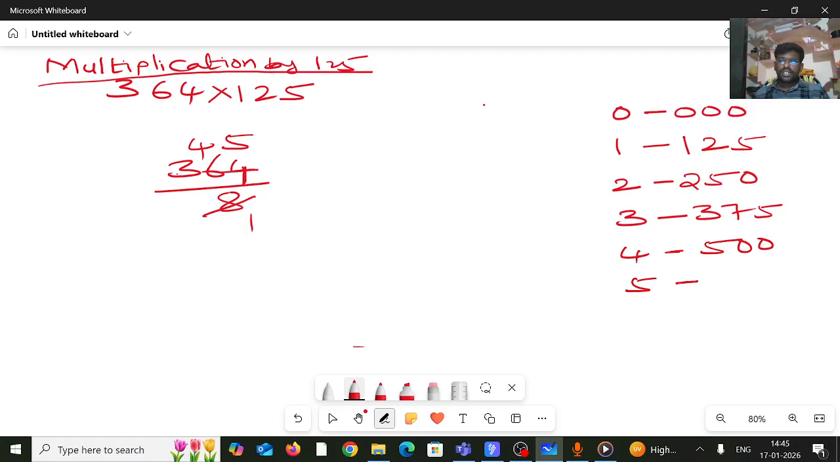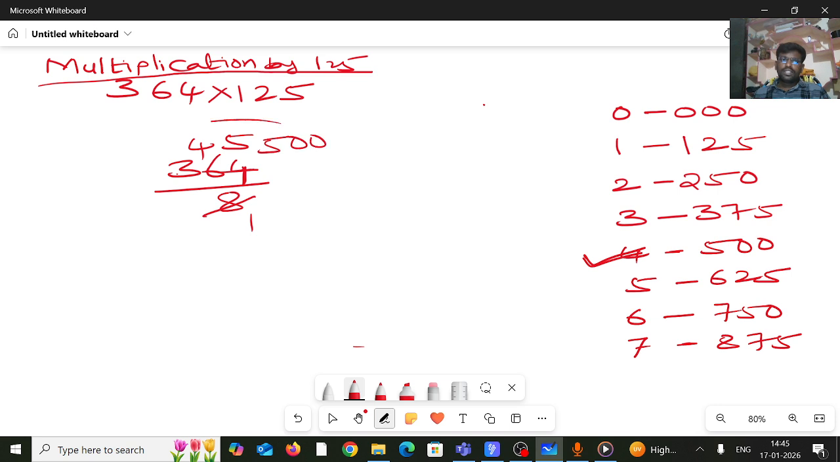When you get remainder as 5, directly write down 625 beside the quotient. When you get remainder as 6, write down 750 beside the quotient. When you get remainder as 7, directly write down 875 beside the quotient. Right? And here, what is the remainder we got? 4, right? When you get 4 as remainder, directly write down 500 beside the quotient. Clear?